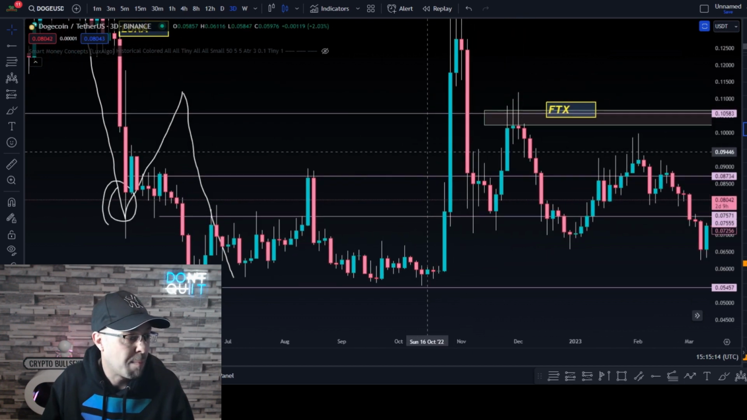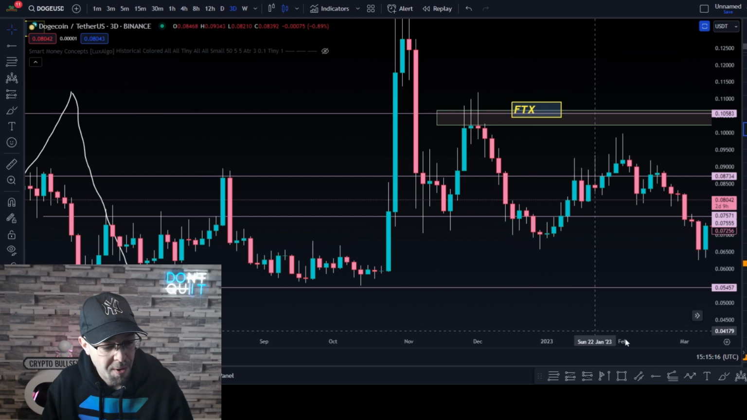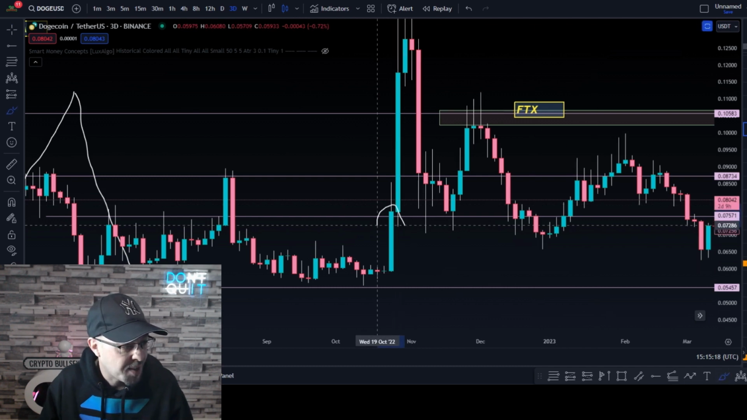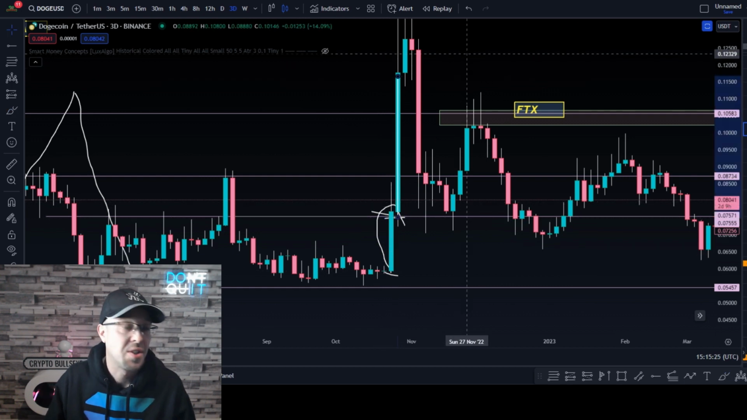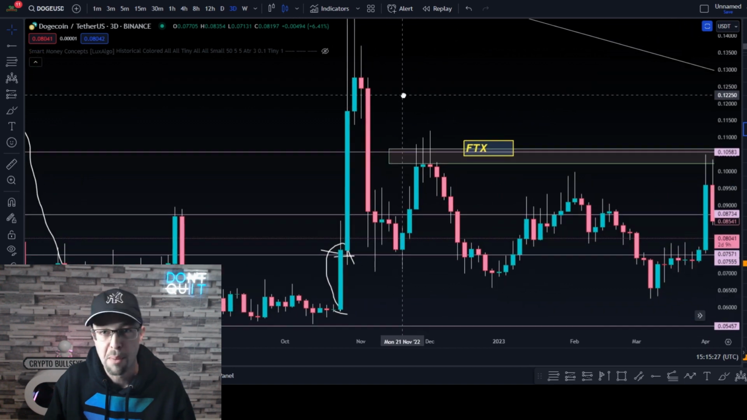And look where momentum lies here. Once you've got this kind of candle, there's the open, there's the close, straight through resistance, you know that something's changing. The bulls are regaining some form of momentum.